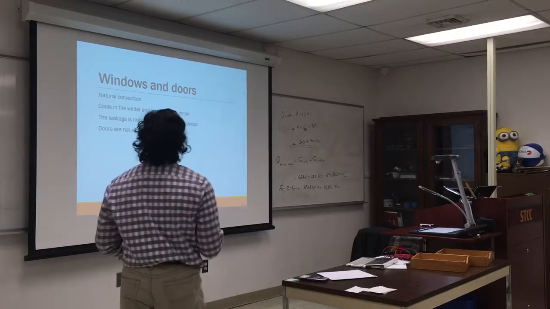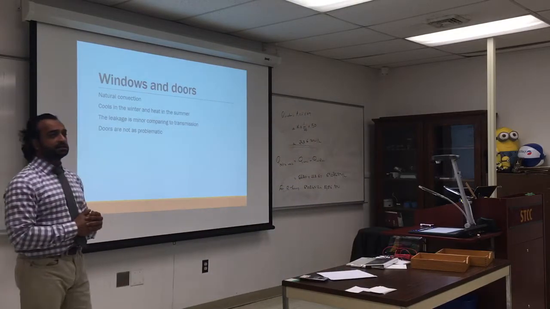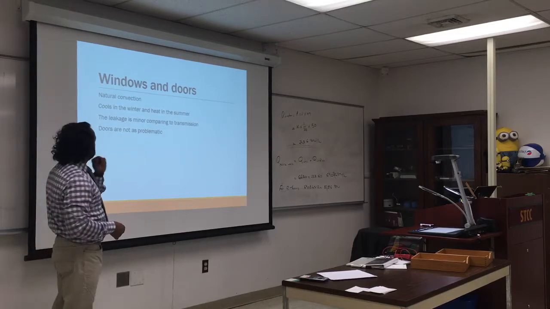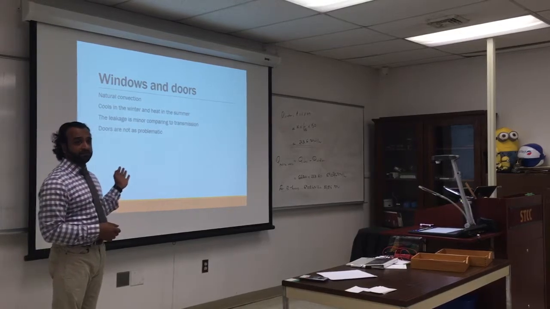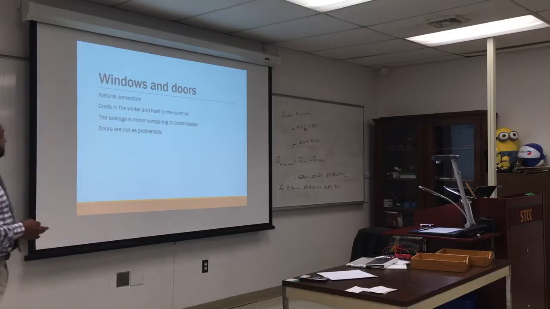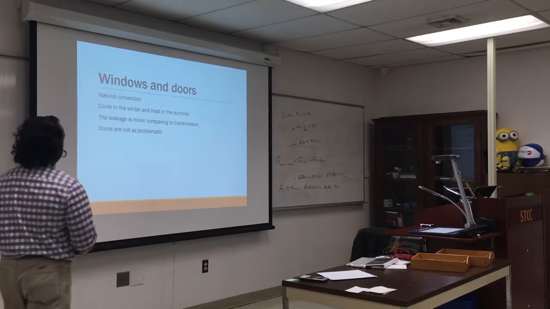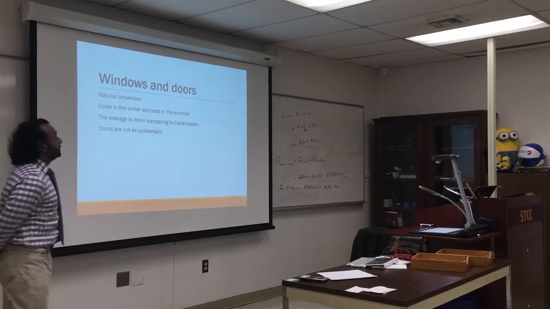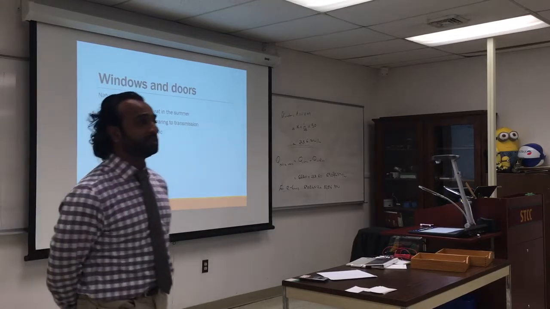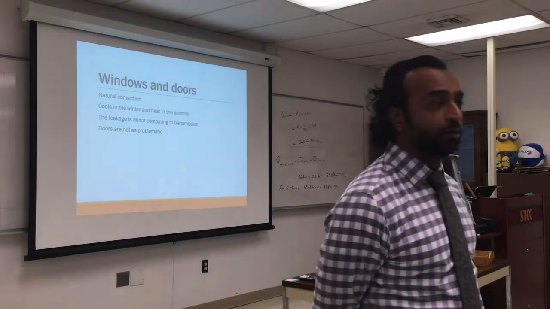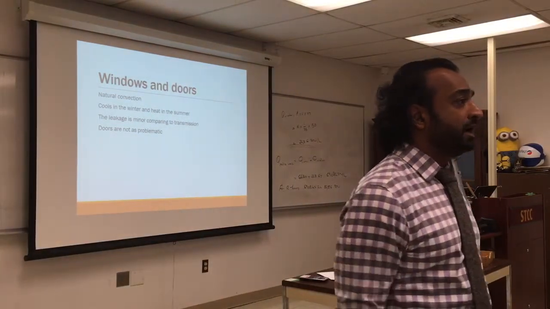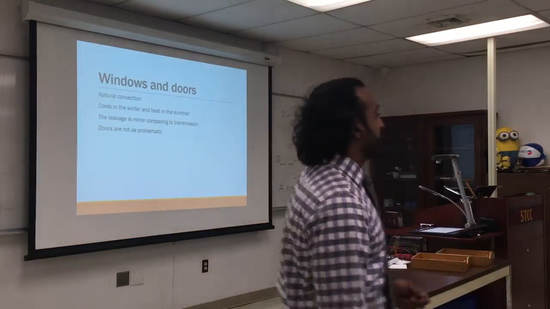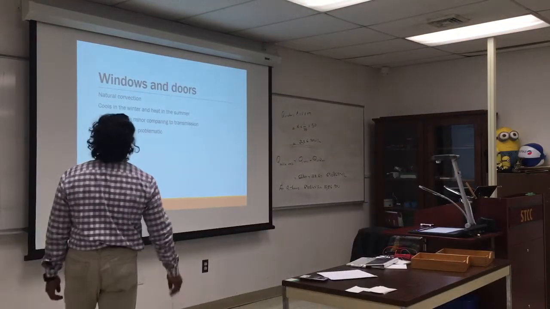So we'll go over it again. There's homework about that. Windows and doors: they do a lot of natural convection. They conduct a lot of heat, and coldness in the winter. The leakage is minor compared to the transmission when it comes to doors and windows. Why is that? Leaks are minor because we can always weather strip, and we also have a lot of molding. But a big problem is the transmission.